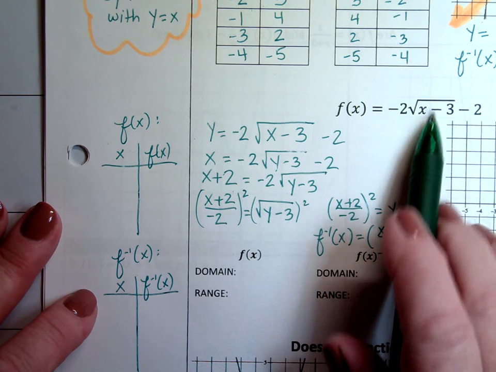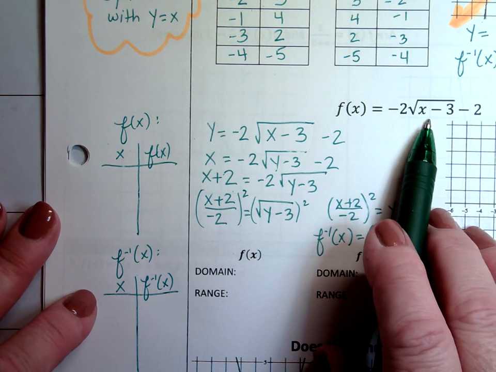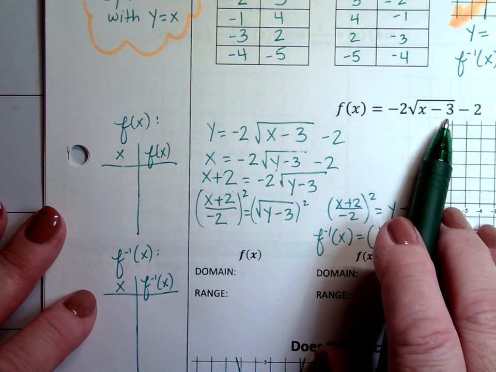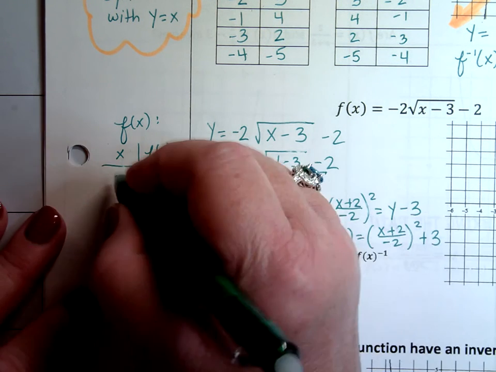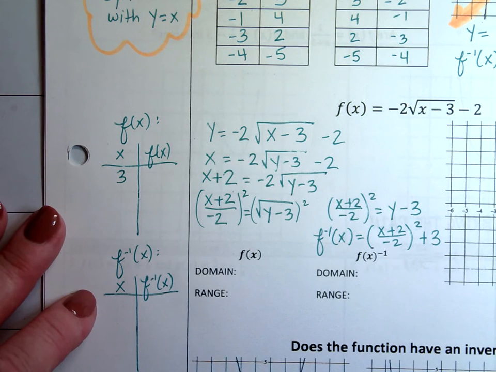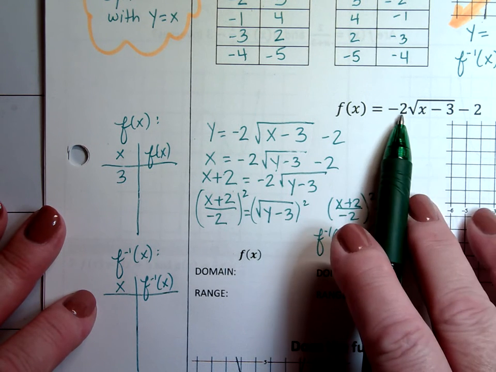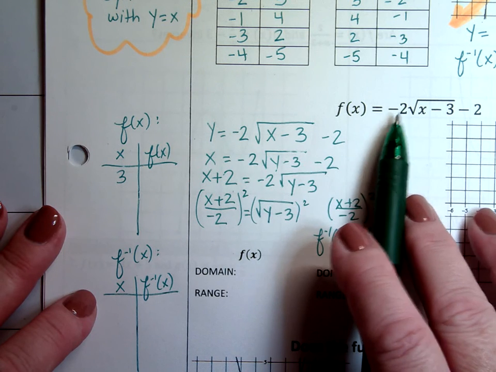So let's go back to our square root. Now pick nice numbers. Remember, you can't have negatives in the midst of this. So like say I pick 3. 3 would be a nice x value to pick into my f of x function. 3 minus 3 is 0. 0 times negative 2 is still 0. And 0 minus 2 is a negative 2.